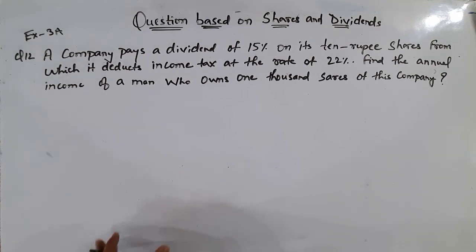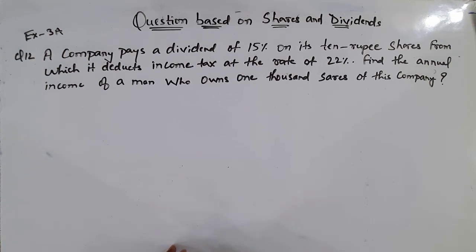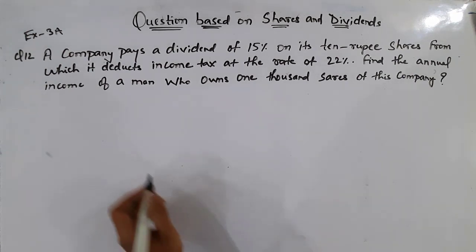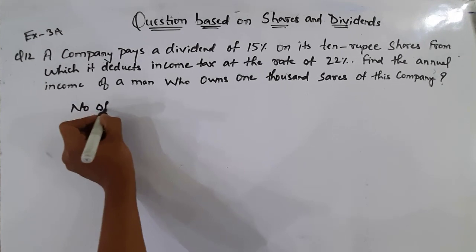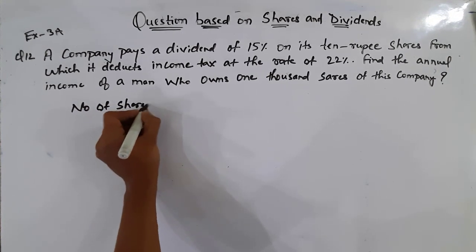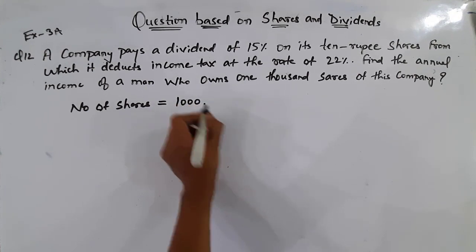The question is, a company pays a dividend of 15% on its 10 rupees shares, from which it deducts income tax at the rate of 22%. Find the annual income of a man who owns 1000 shares of this company. So there is a person who owns how many shares? The number of shares owned by the person is 1000.